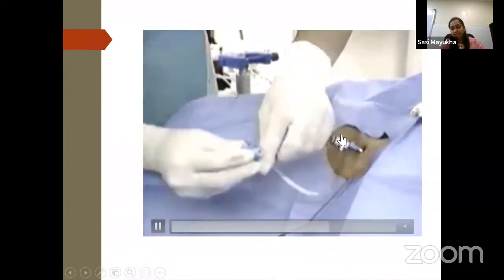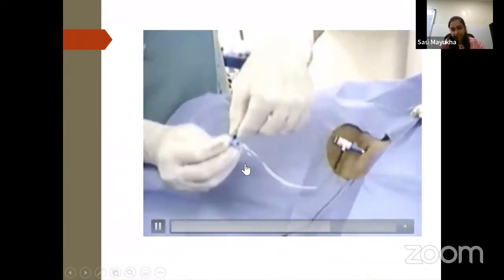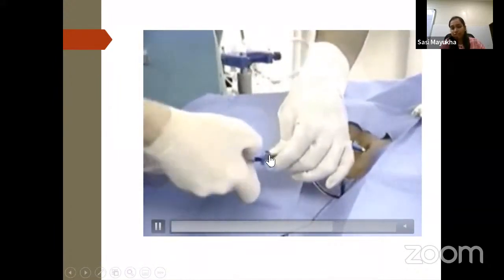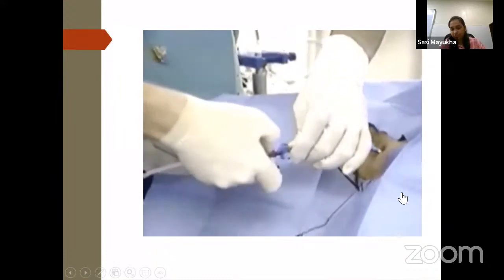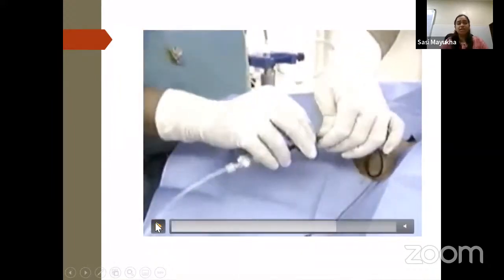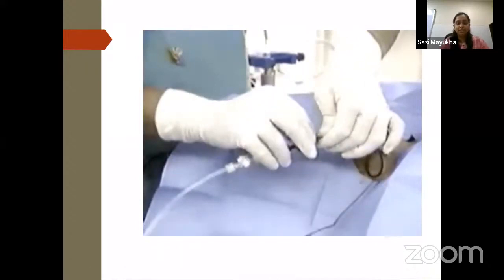So after it is done, the catheter is inside and then you have to check for the backflow. Once you have checked for the backflow of the catheter, in this, because it is landmark guided, they are checking like this. If we have done ultrasound guided, we can see the catheter insertion through the ultrasound real-time imaging. And after it is done also, we can check if the catheter is in the jugular vein.